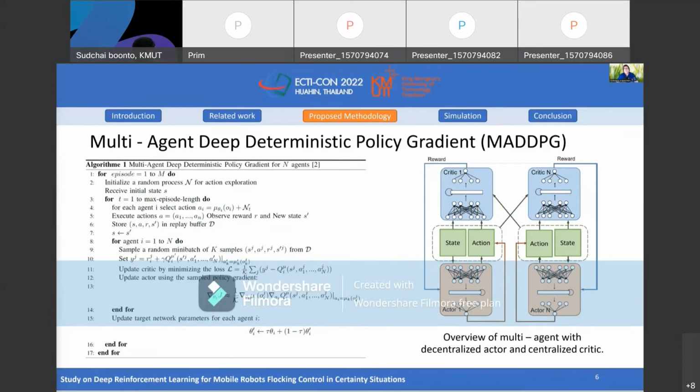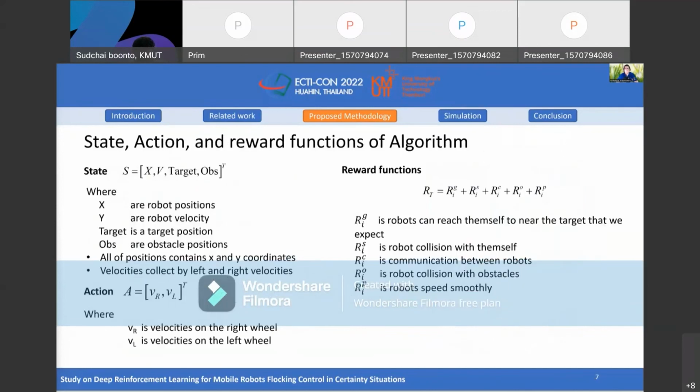The right picture is an overview of multi-agent with a decentralized actor and centralized critic. Then the state, actions, and reward function of the algorithm. The state contains the robot positions, robot velocity, target positions, and obstacle positions. All of the positions are given as x and y coordinates. The velocity is given by left and right velocities, same as the actions. There are two actions on each robot: the velocity of the right wheel and the velocity of the left wheel.